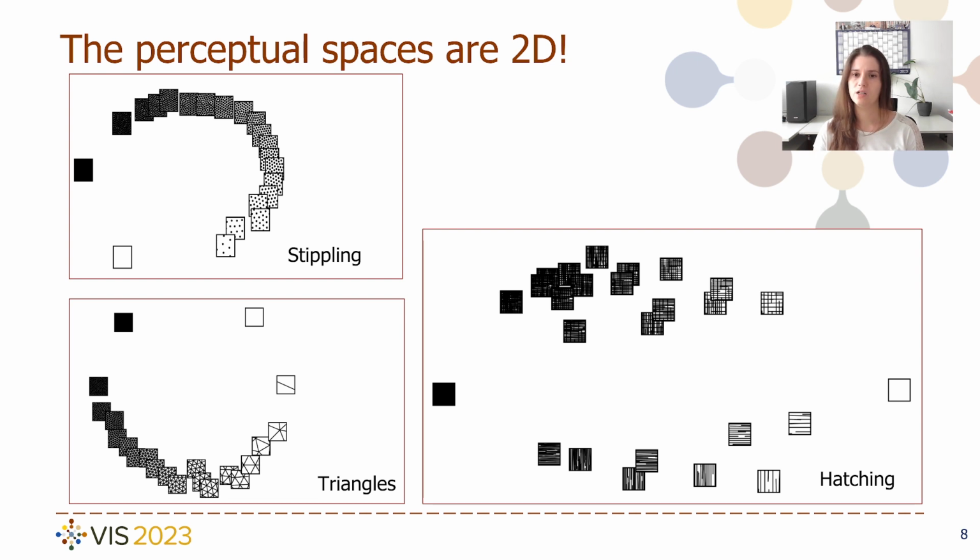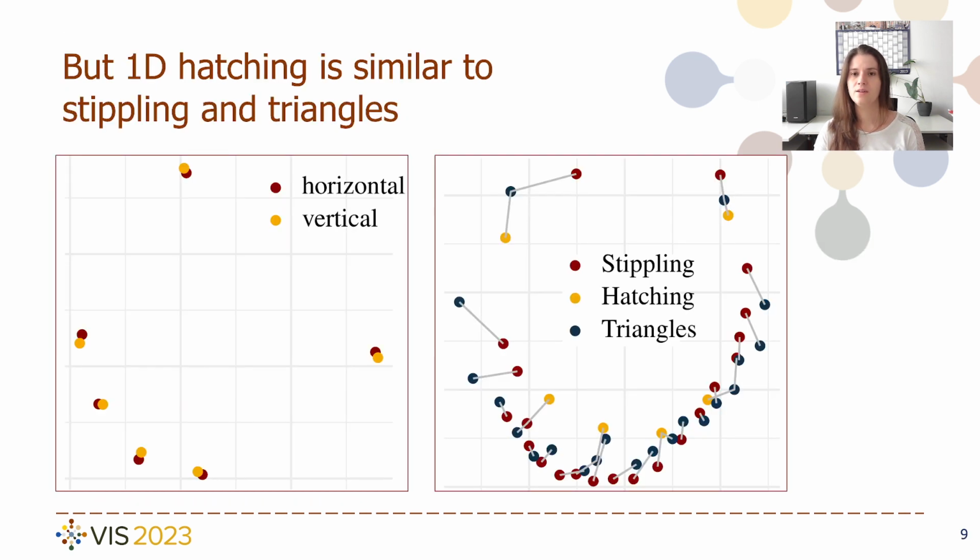The results for cross-hatching are, as expected, even more complicated. We can see one cluster of cross-hatched textures at the top and the one-dimensional hatching textures at the bottom. Interestingly, if we only take the 1D hatched textures into account, we find that they also seem to follow the same distribution as the stippled and triangle textures. In the left image, you can see that horizontally and vertically hatched textures align very well. The image to the right shows that stippling, one-dimensional hatching, and triangles all roughly follow the same distribution.